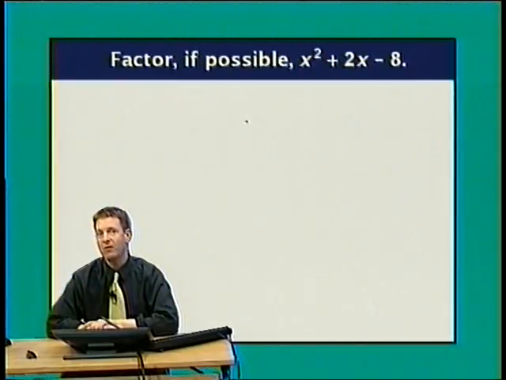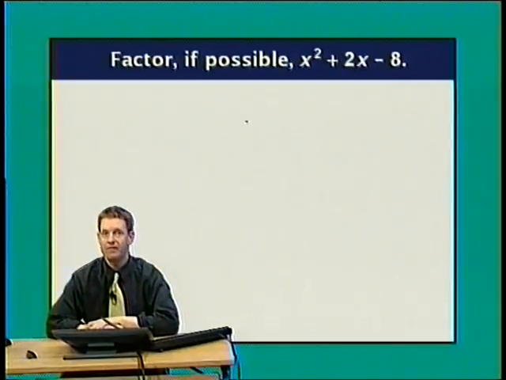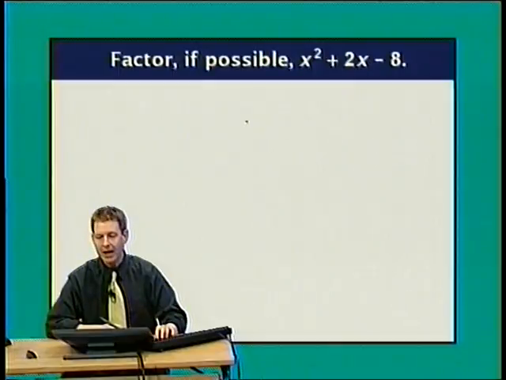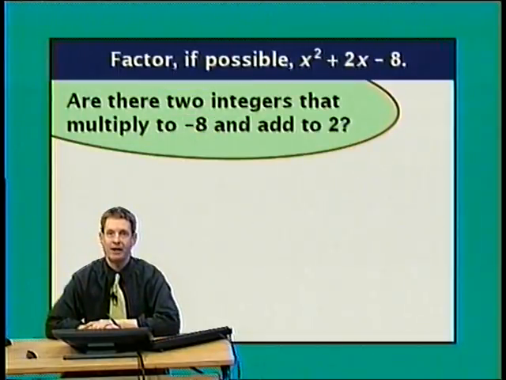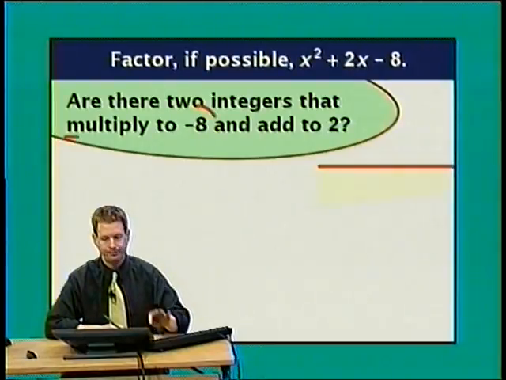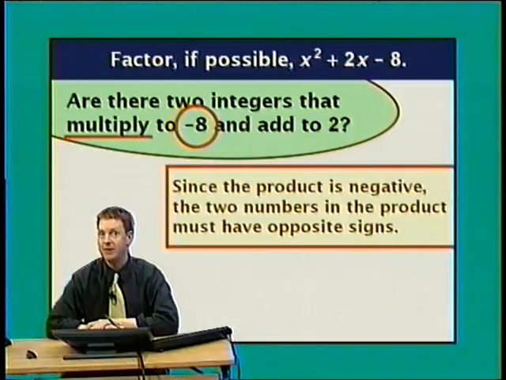So I'm going to work several examples where I show you a deliberate method that you can use to find your two integers. In this example, we want to find two numbers that multiply to negative 8 and add to 2. Since the product is negative, the two numbers in the product must have opposite signs. You only get a negative result from multiplication when the two numbers have opposite signs. So let's think about all the pairs of numbers with opposite signs that multiply to negative 8.